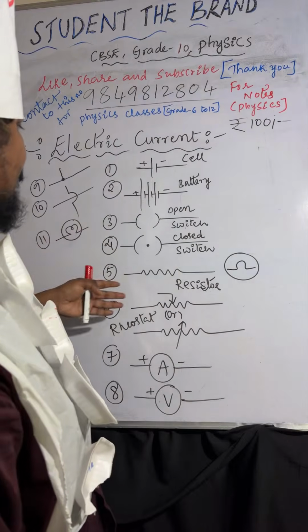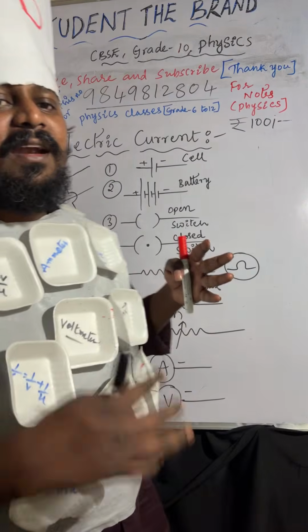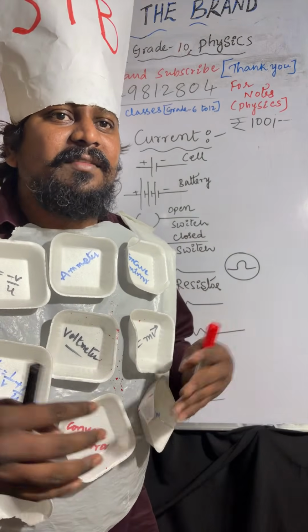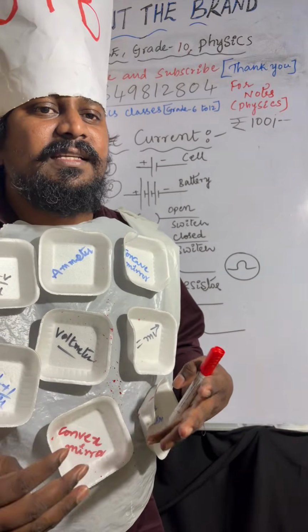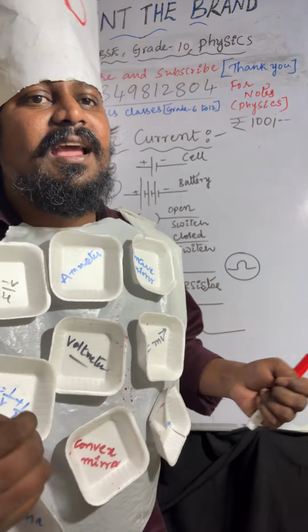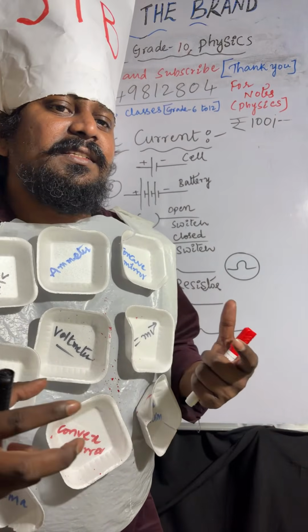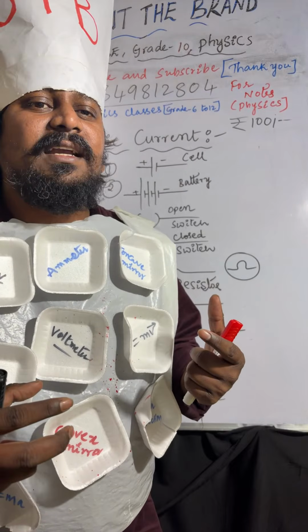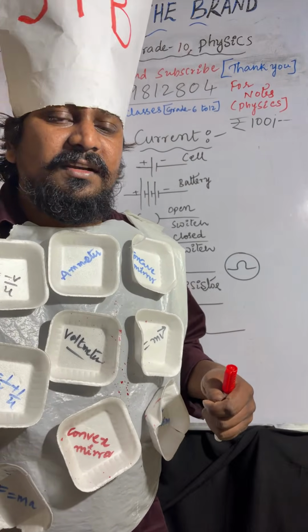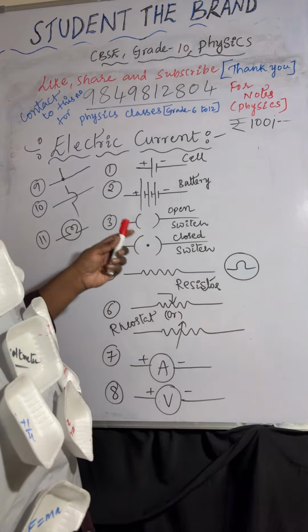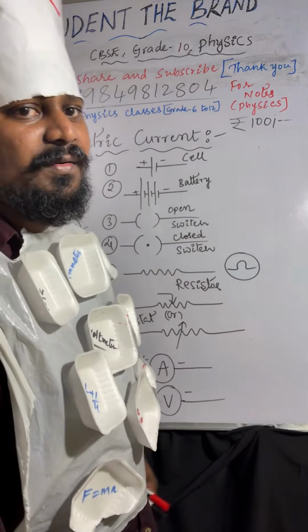Next, resistor, rheostat, ammeter. An ammeter is a device which is used to measure the electric current in the circuit. A voltmeter is a device which is used to measure the potential difference. I hope it is very clear. Next one, wire joining, wire crossing, and bulb.